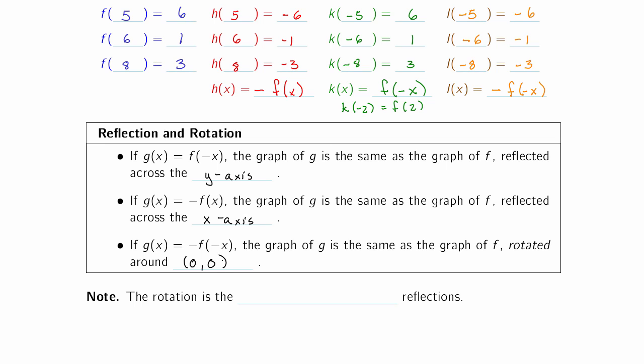Remember, we reflect across a line. We rotate around a point. Notice that this point is the point where the two lines intersect. That's not a coincidence. The rotation is the combination of both reflections. You might remember from a geometry course that if you want to get a rotation, you can do it by combining two reflections. And that's what we see here. So these three just involve changing the sign, and they're actually really straightforward to work with.